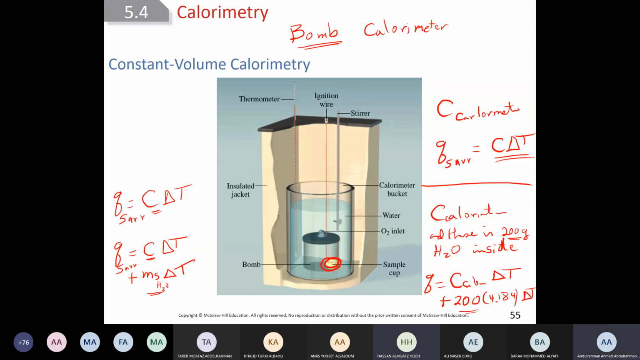The water is surrounding, Doctor, right? It's all surrounding. The Q that we're calculating is the surrounding. How can I get the temperature? It will be given to you. The system is your reaction, I mean the compound. This is the system, the sample only.